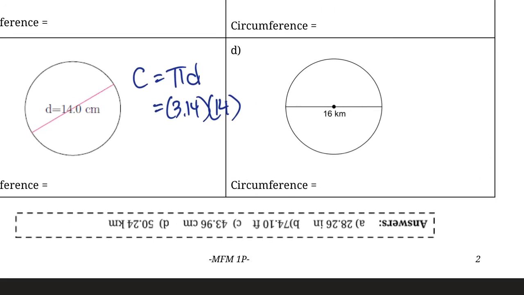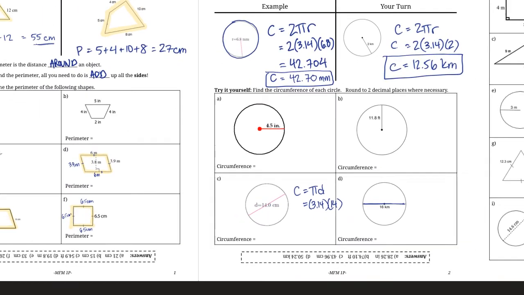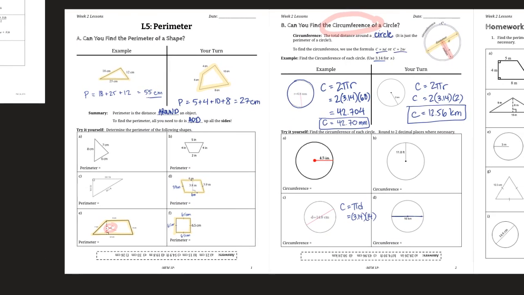This one over here is the same thing. I know that dot in the middle is a little bit confusing, but basically what it means is that this whole length is 16 kilometers. So you can use that to find the circumference. Okay? There you go. That's how to find the perimeter of any shape, whether it's a regular polygon like this or whether it's a circle.